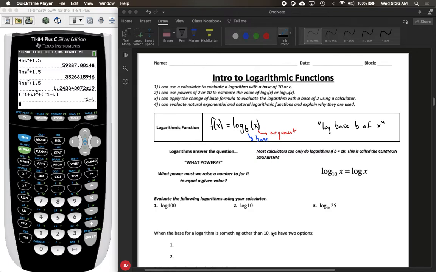If there's not parentheses, then that's just going to be whatever number or whatever variable comes after the log. Now that number or variable that goes after the log and oftentimes gets put in parentheses is what is known as the argument for the logarithm.